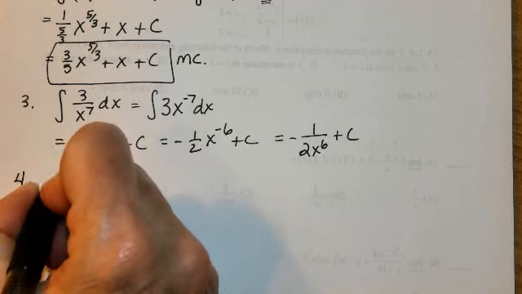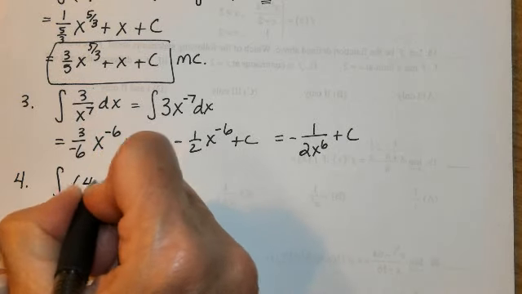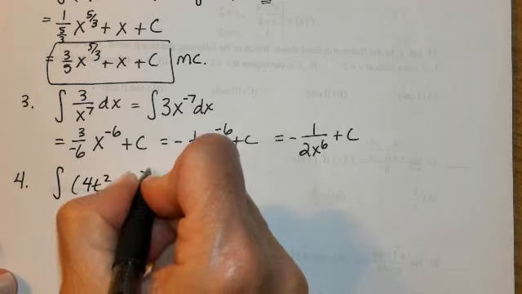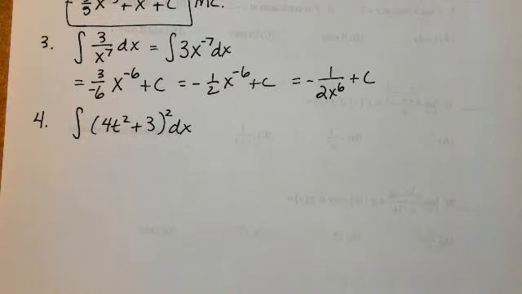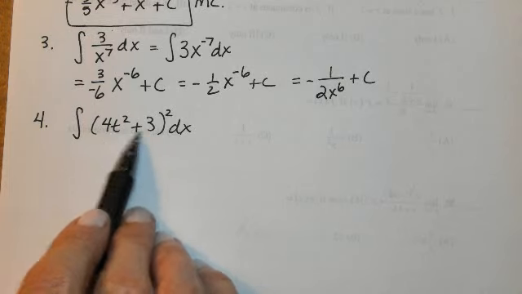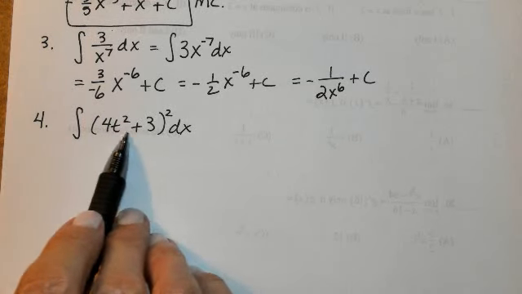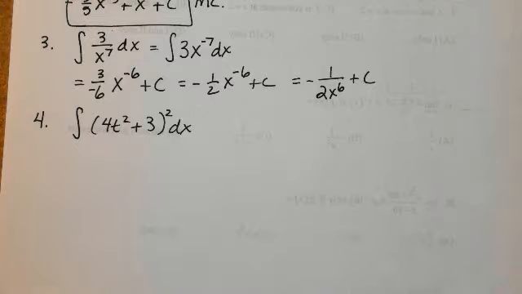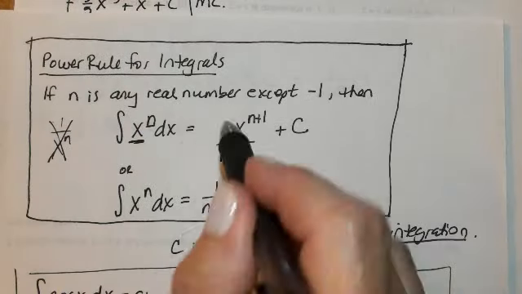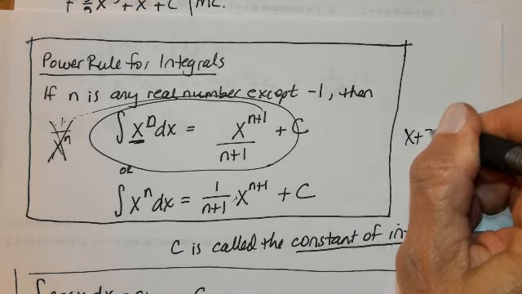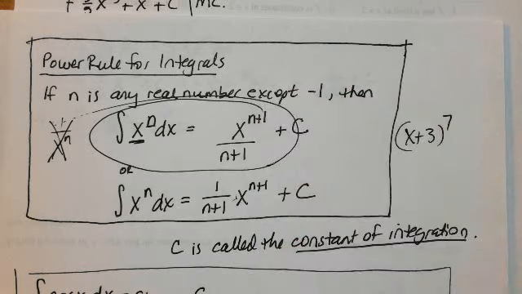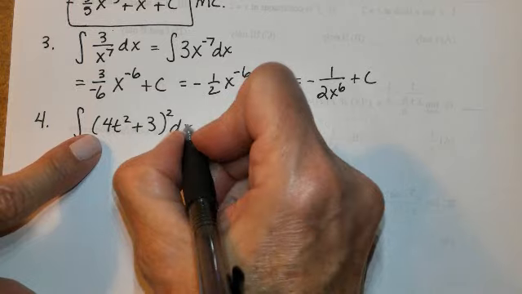All right, number 4. What if we have this? 4t squared plus 3, all squared. Does it matter if there's this big square out here? Yeah, sure it does. We can't just go in here and use the power rule for integrals inside and then square it. That's not how it works. So if you have x plus 3 to the 7th, you can't use the power rule immediately. What do you have to do? Well, first of all, these need to be matching.